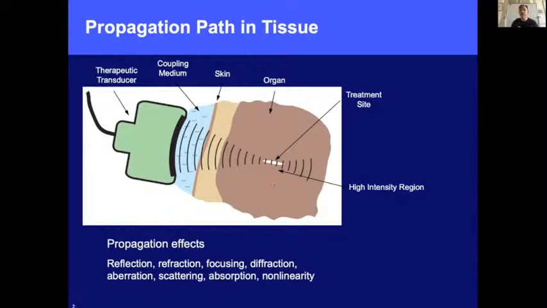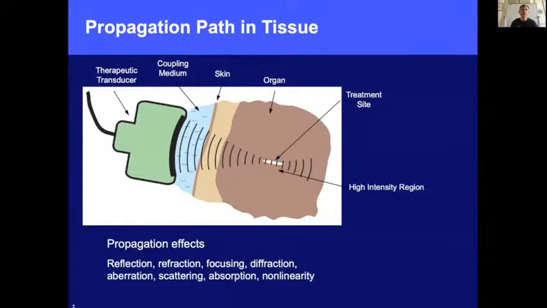Tissue is not homogeneous, and so we have aberration and scattering effects. For example, the sound speed in fat tends to be quite a bit lower than most other soft tissues, and that can lead to aberration effects. And the range of length scales of all the different organs, going all the way down to cells inside the body, results in scattering.